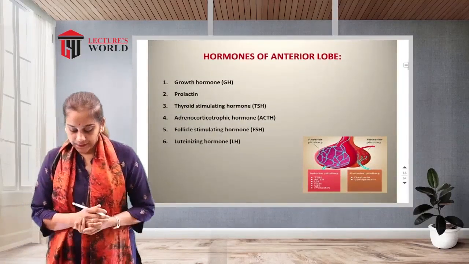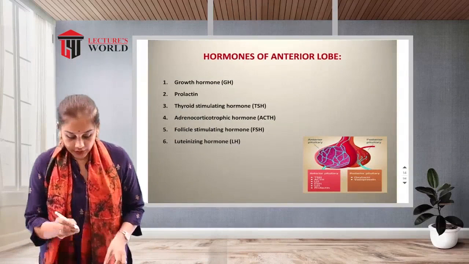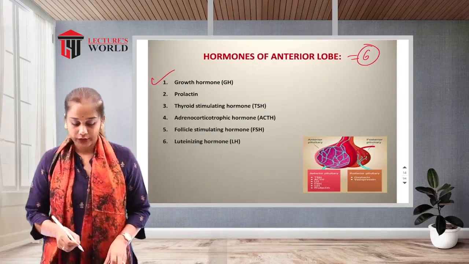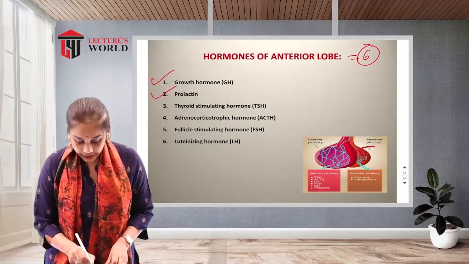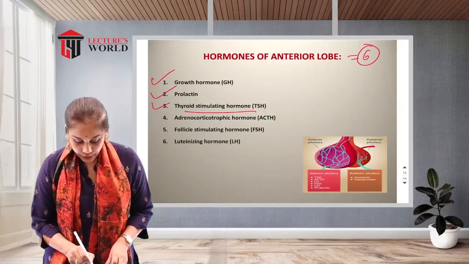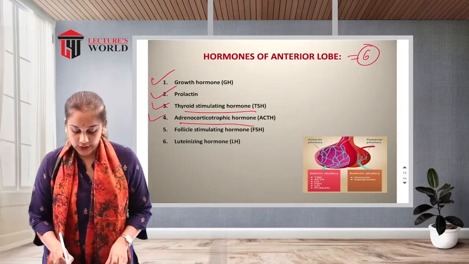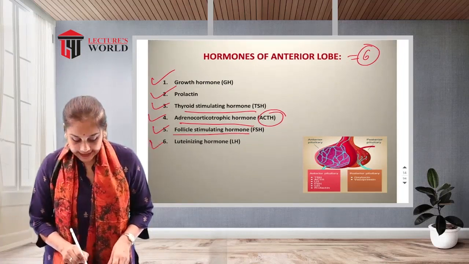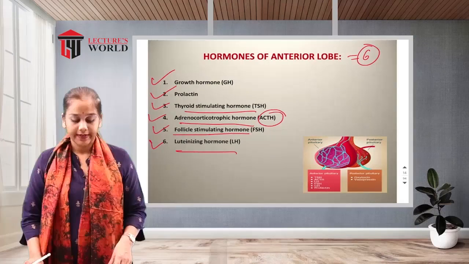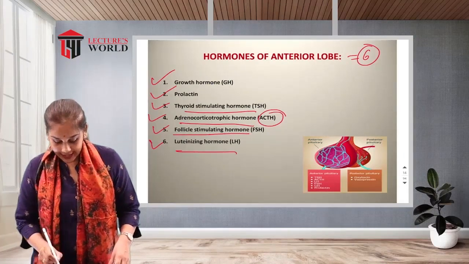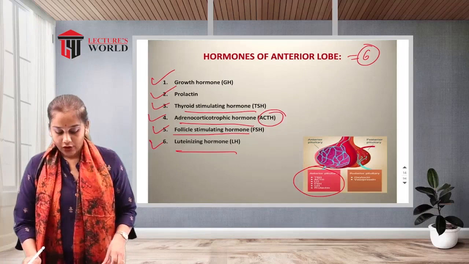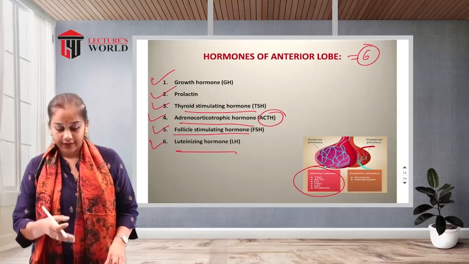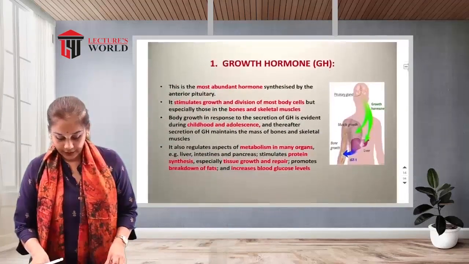So as we have seen, there are a total of 6 hormones of the anterior lobe. The first one is growth hormone, the second is prolactin, the third is thyroid stimulating hormone, the fourth is adrenocorticotropic hormone, known as ACTH, the fifth is follicle stimulating hormone, FSH, and the sixth is luteinizing hormone, represented as LH. These are the hormones related to the anterior lobe of the pituitary gland. We will see them in detail one by one.